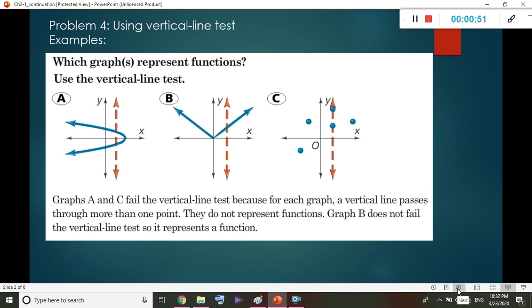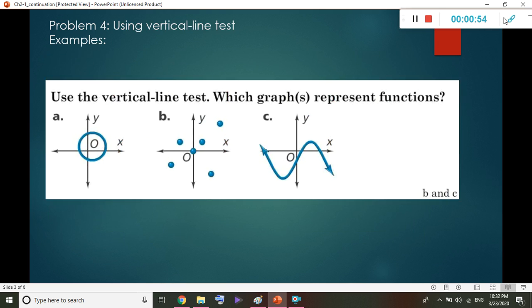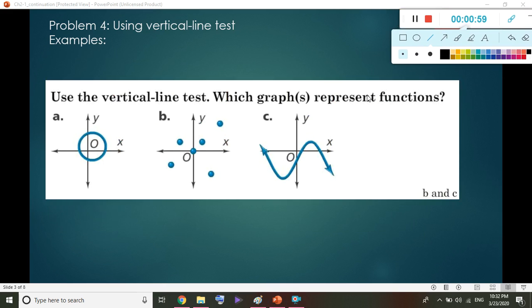Well, let's try different examples here. Let's try drawing the vertical line to determine if it's a function or not. Here, how many points did it pass through? Here's 1 point, and here's the second point. So is this a function? No, this is not a function because it passed through more than 1 point.